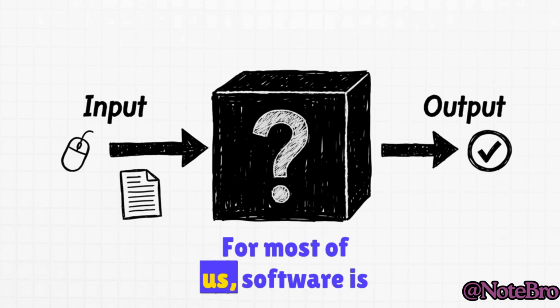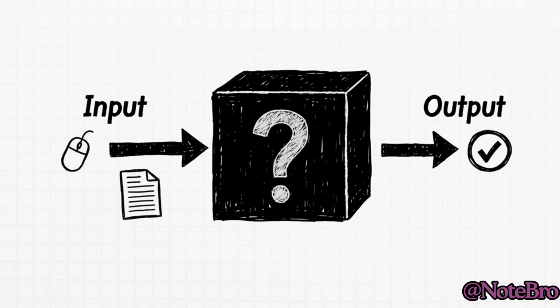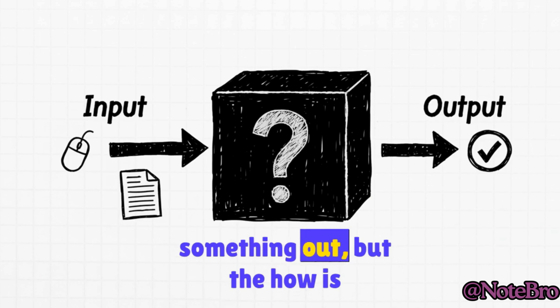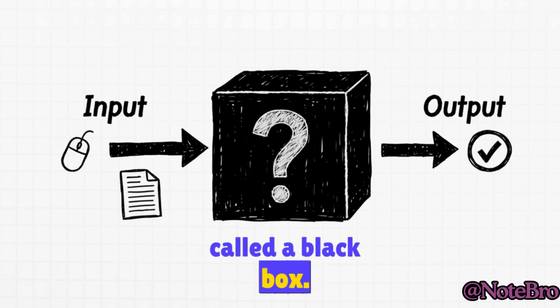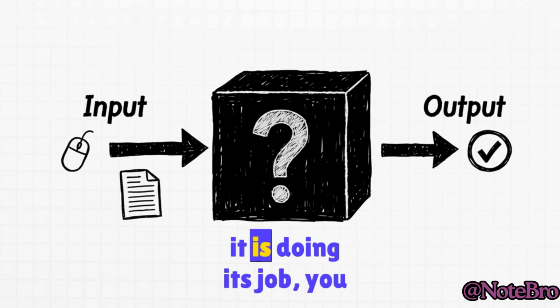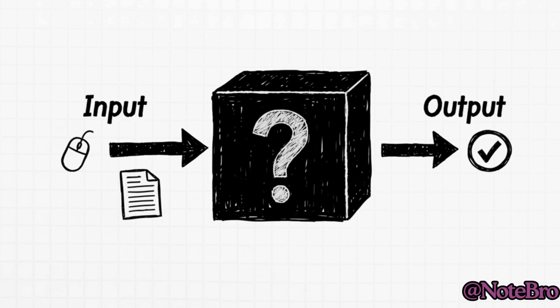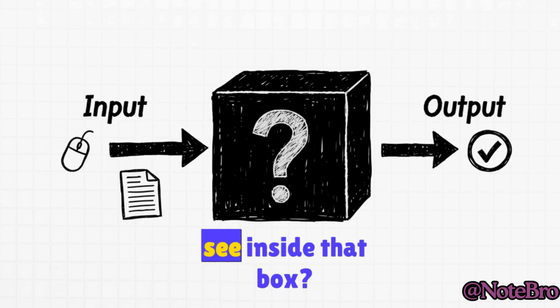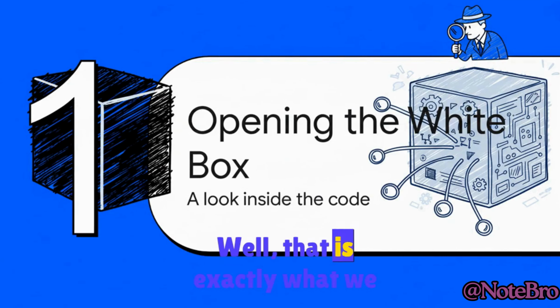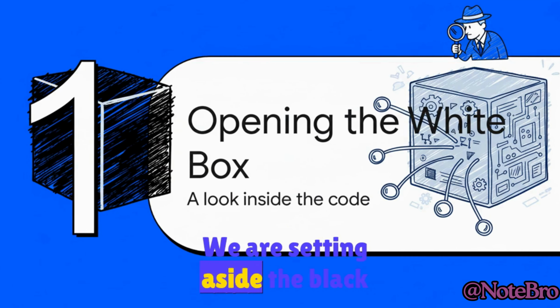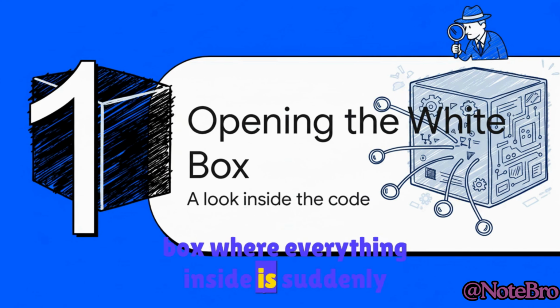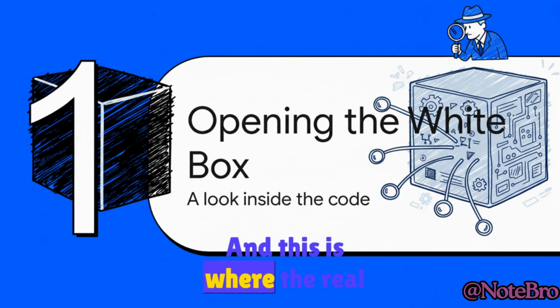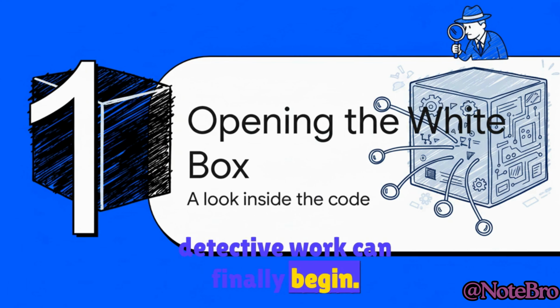For most of us, software is basically this mystery. We put something in, we get something out, but the how is all hidden away inside what's called a black box. We just have to trust that it's doing its job, until it doesn't. But what if you could actually see inside that box? Well, that's exactly what we're doing. We're setting aside the black box and cracking open the white box, where everything inside is suddenly visible. And this is where the real detective work can finally begin.